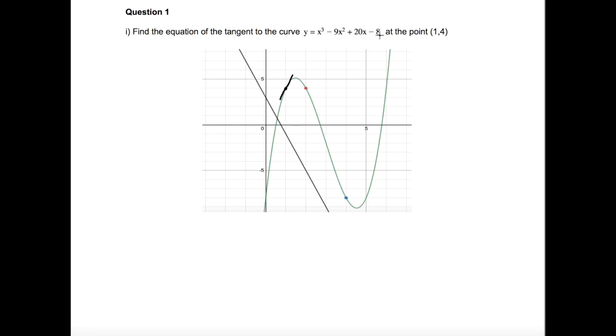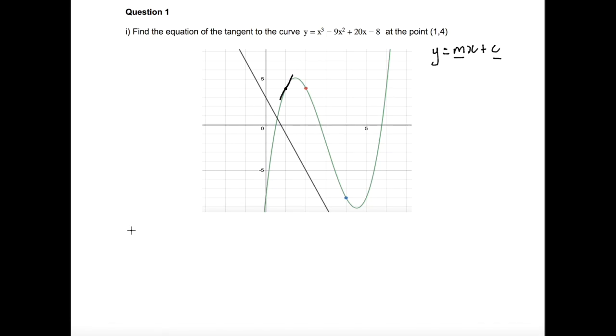What we can do is differentiate this, because the differentiated form tells us the gradient at any x point. Then we're going to substitute in an x value of 1 to see what the gradient of this tangent is. We know that the tangent is going to take the form y equals mx plus c, because a tangent is a linear line that just touches at a certain point on the graph, but doesn't cross it. So once we work out this m value, the gradient, we can substitute in some values and find the c value. So let's try that.